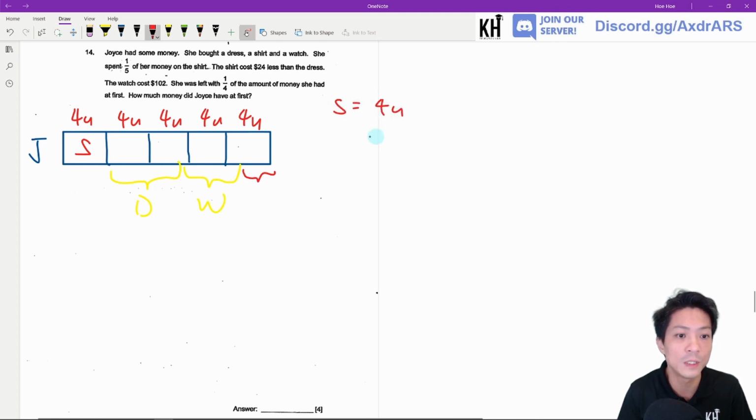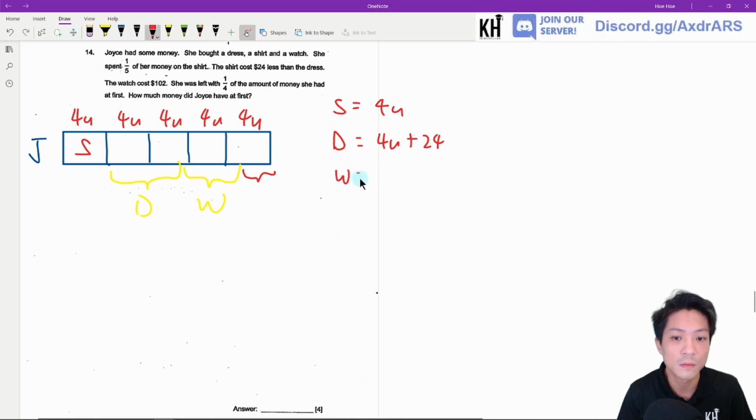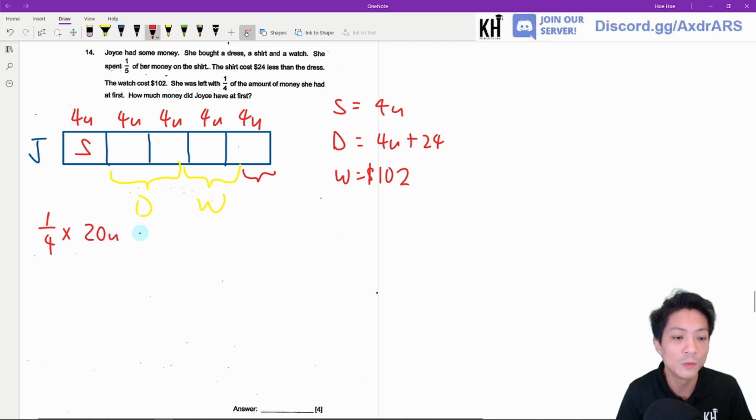Okay, so I'm gonna write it in unit form now. Shirt is equal to 4 units. The shirt costs $24 less than the dress, which means that the dress will be 4 units plus 24. The watch is $102. And she is left with a quarter of the amount of money that she had at first. So a quarter of 20 units is basically 5 units. Okay, so she's left with 5 units.